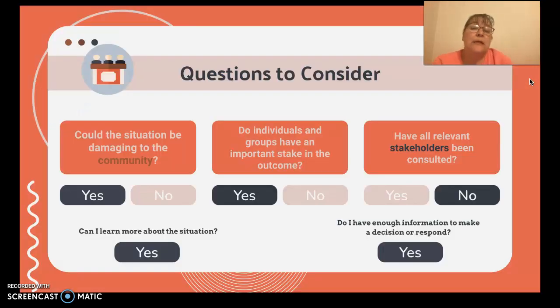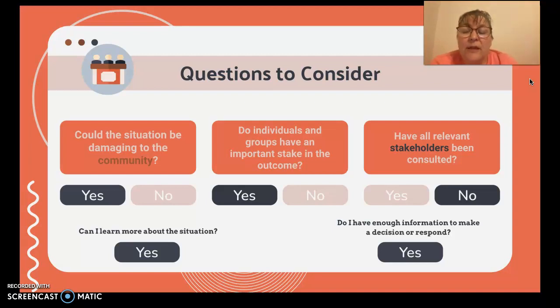So the questions we need to consider. Could this situation be damaging to the community? Yes, it could. If things get out of hand, if media comes in, it could be bad publicity, plus there could be a lawsuit, and monies could have to be returned, and that could be very damaging to the community. Do individuals and groups have an important stake in the outcome? Most definitely. I think of the reputation of the PTA, the representation of me, the principal, the reputation of the school.